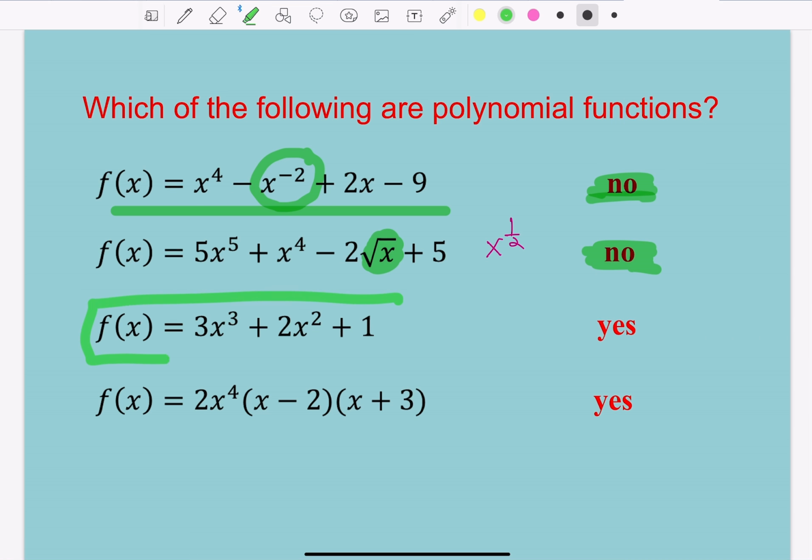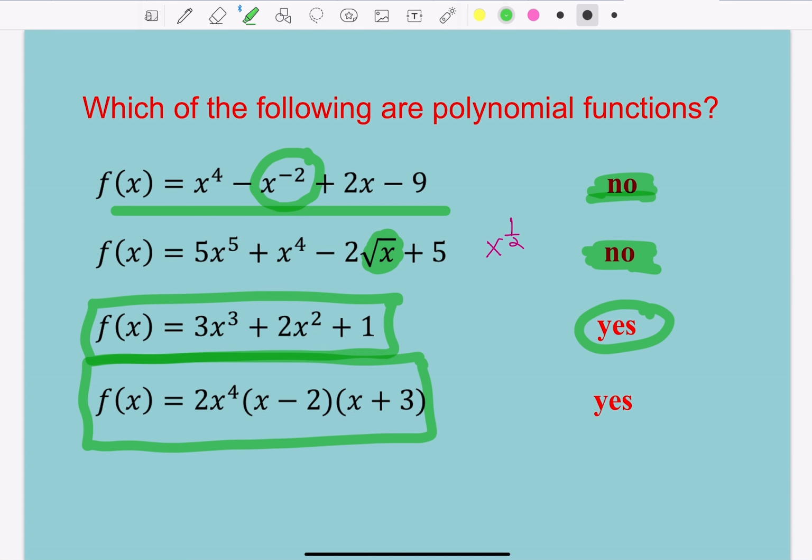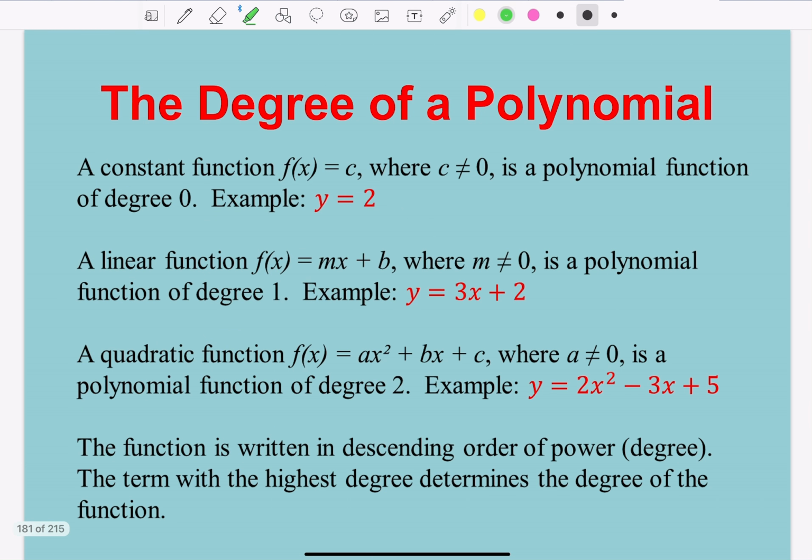Next, this example, number 3, yes, a polynomial, because all the conditions are satisfied. The next one is also an example of polynomial. So today we're going to learn how to graph these functions. Earlier we graphed second-degree polynomials, which are quadratic functions. The degree of a polynomial is the highest exponent for the variable. That's called the degree of the polynomial.